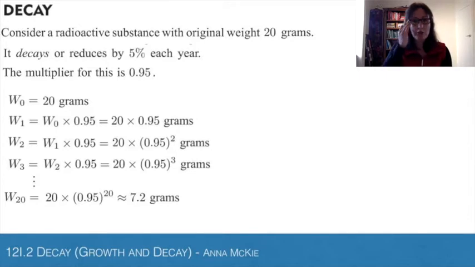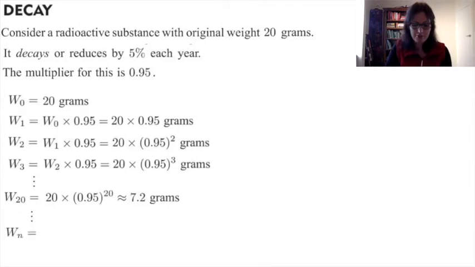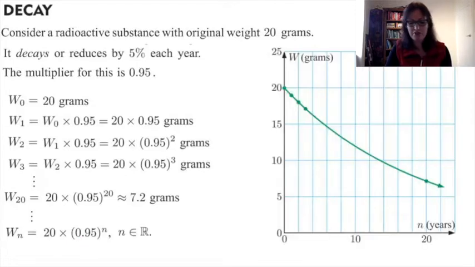Constructing the formula for n number of years, we have 20 multiplied by 0.95 to the power of n, provided n is a real number. And the graph of that would look like this. Having a think about the scale, on the y-axis, we started at 20 grams and decreased from that point. The axis is labelled W for grams, and instead of x, we have n in terms of years, and that's what a decay function looks like.